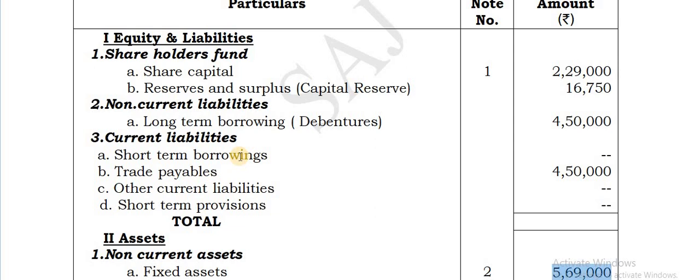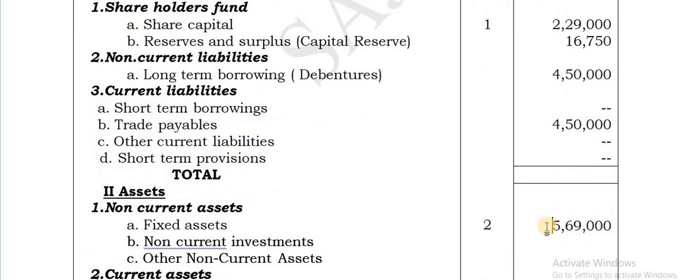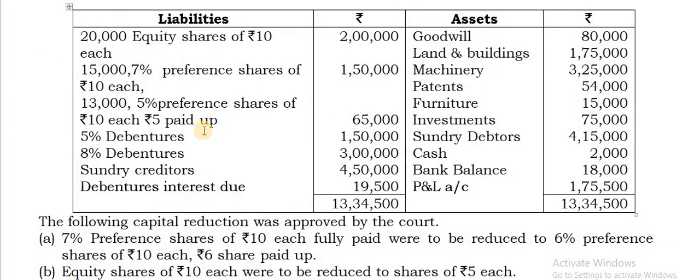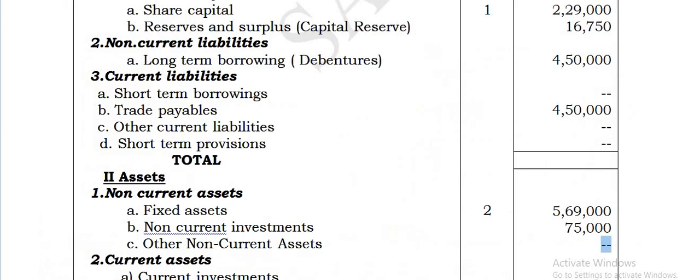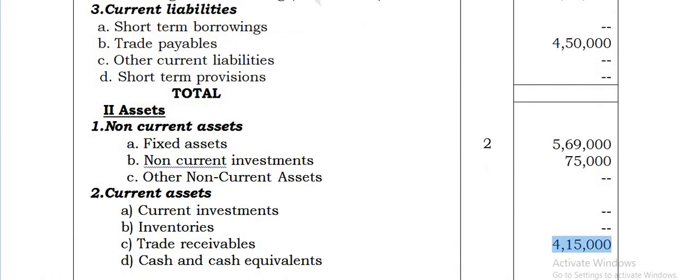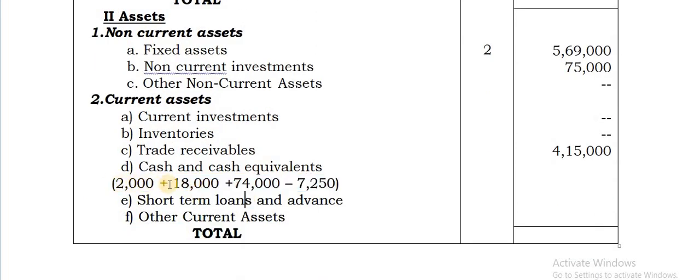Then you go for the fixed assets as per note number 2. That's the amount we got. Non-current investments. So investments you can find here. 75,000 is there. That is what is being written there. Then you can go for the trade receivables, 4,15,000. And the cash you can take 2,000. That's opening balance plus 18,000 plus 74,000 minus 7,250.